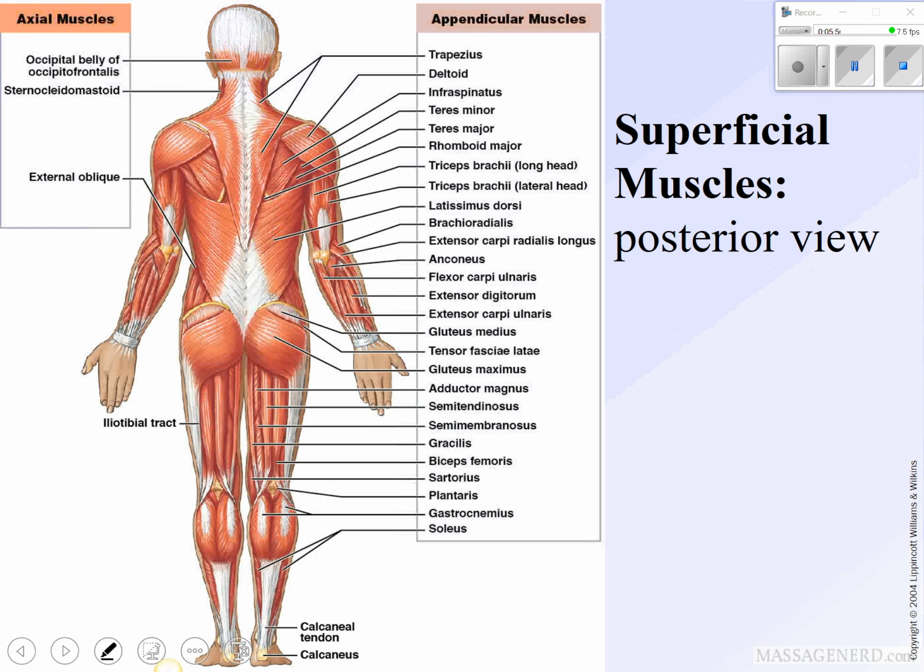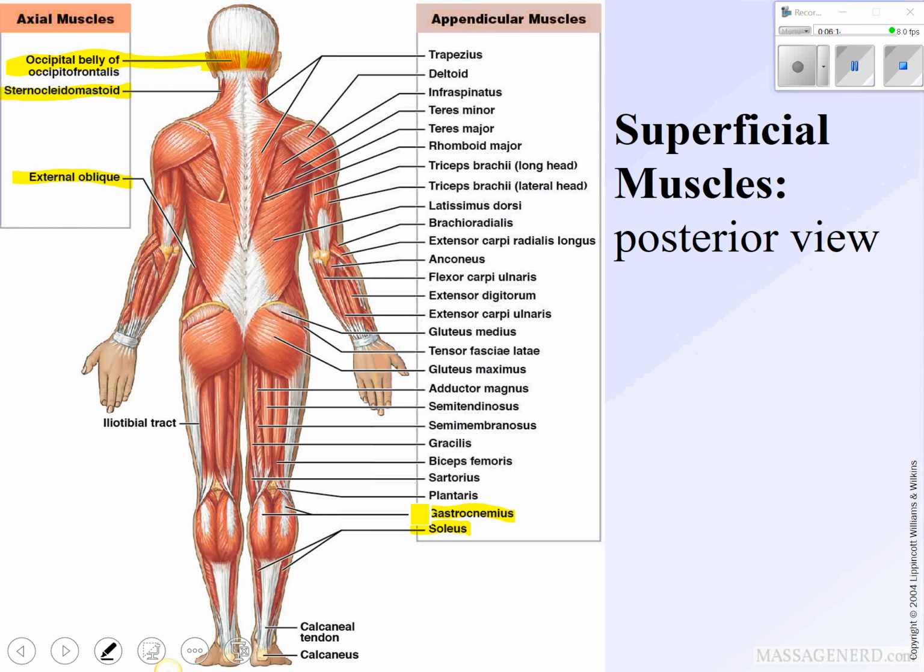For this one, again, this is showing you the axial muscles and the appendicular muscles that you need to know from the posterior view. This is showing you, of course, the occipital belly, the occipitofrontalis, your sternocleidomastoid, and the external oblique. Make sure you can name them.